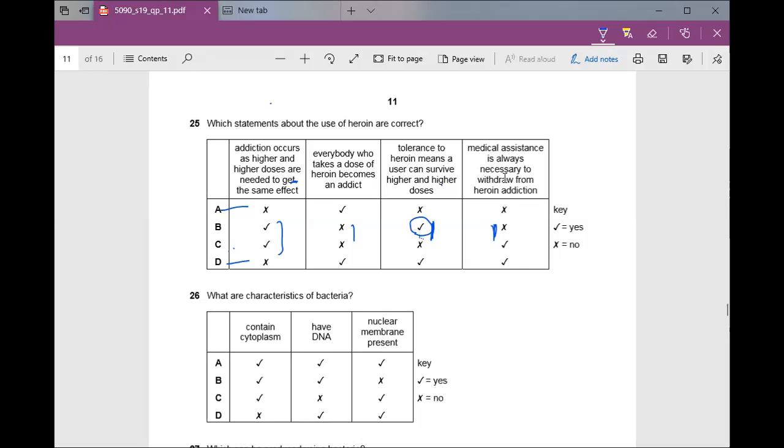Medical assistance is always necessary to withdraw from the heroin addiction. So for this one, sometimes it can be cured by behavioral consultation also. So for this, B is the correct.